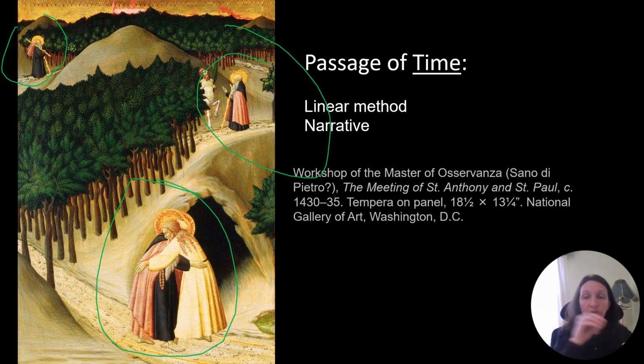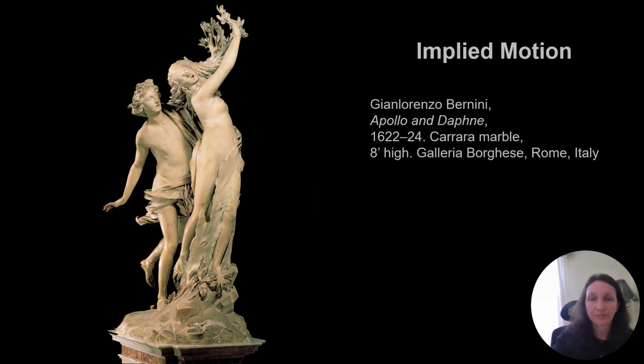So it's about the storytelling process, right? This is called the linear method, and it deals with narrative. That's what you guys need to take away from this. Okay, implied motion. Just like there's implied texture, there's implied motion, there's implied line. All of these are going to have an implication that goes along with them. So there's like an actual thing and then an implied thing.